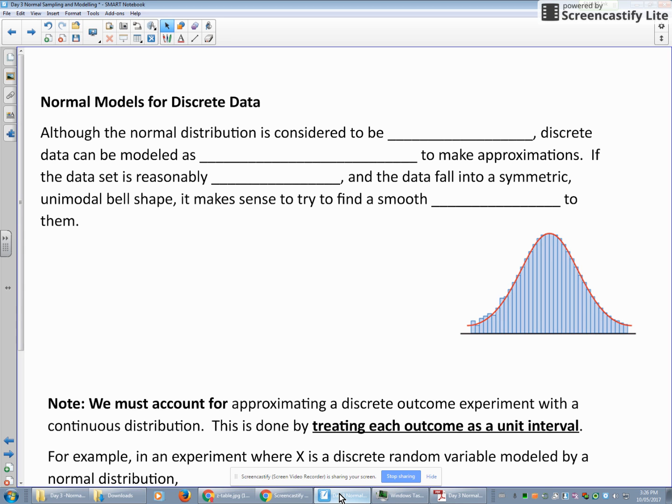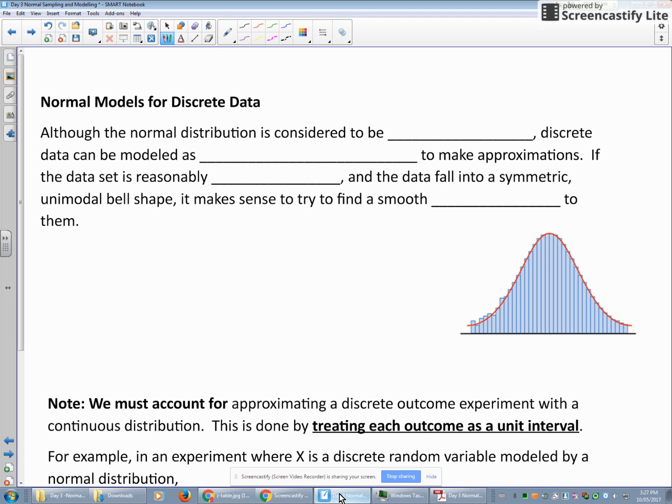Okay, so now what we're looking at are trying to take discrete data and applying it to a normal model. Remember that with our normal distributions, we're assuming that the data is continuous, meaning there are an infinite number of possibilities that exist between the two points that we're looking at. So what we'd like to do is also use the same sort of model when we have discrete data. So, if I roll the dice, I can get a 1, 2, 3, 4, 5, or 6. That is discrete data. There's not an infinite number of possibilities in between them. So that's what this note is about.